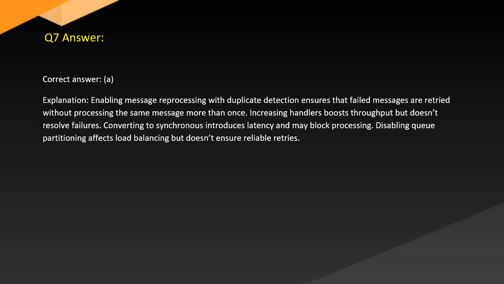Answer. Correct answer: A. Explanation. Enabling message reprocessing with duplicate detection ensures that failed messages are retried without processing the same message more than once. Increasing handlers boosts throughput but doesn't resolve failures. Converting to synchronous introduces latency and may block processing. Disabling queue partitioning affects load balancing but doesn't ensure reliable retries.